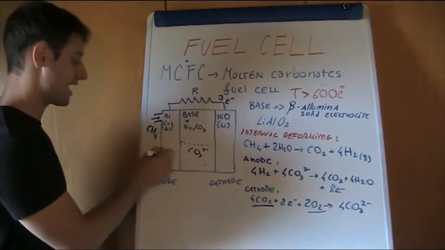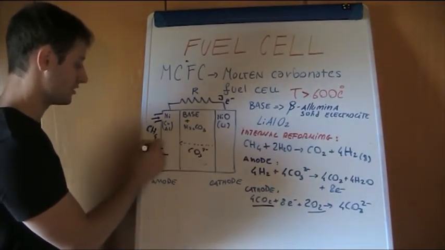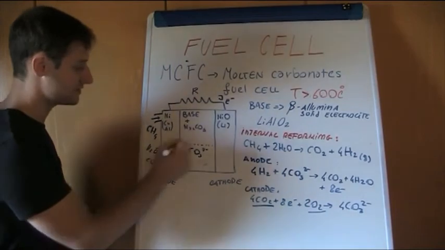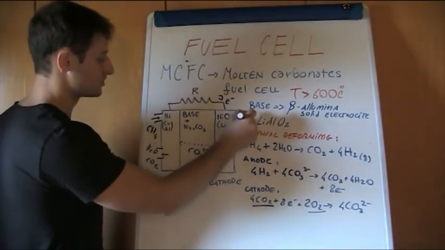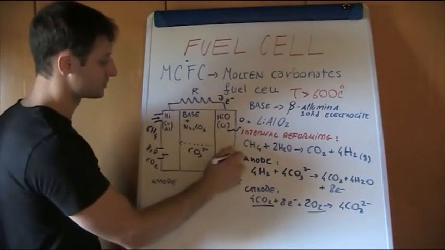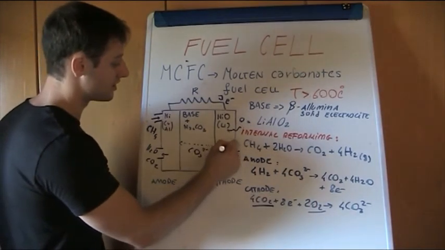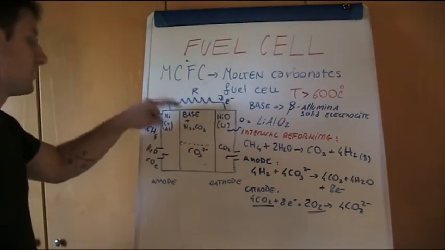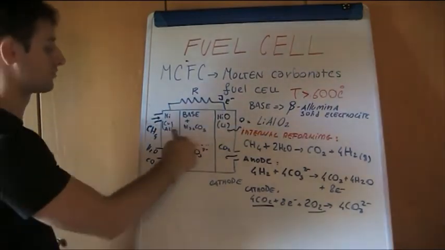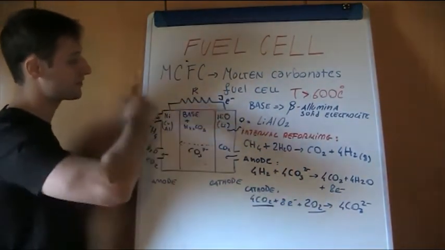So here we can have that water and CO2 are released. Here we have our well-known diffusion of oxygen, and at the same time also carbon dioxide is introduced in order to ensure the reduction of oxygen and promote the formation of this species that can migrate and close the circuit.